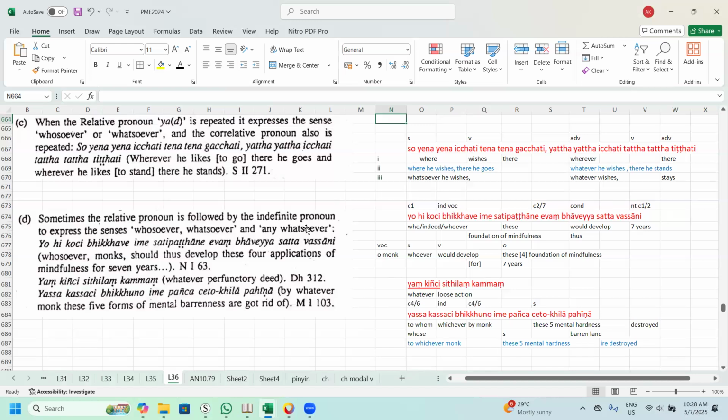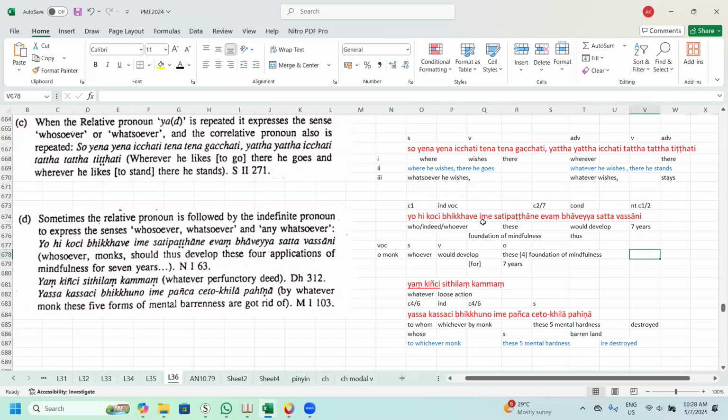Whosoever, whatsoever. Okay, so this is the indefinite one. Kochi is indefinite. That means here what you do is yo hi kochi bhikkhave. This is indeclinable. Ime satipatthane evam bhaveyya satta vassani. All right.